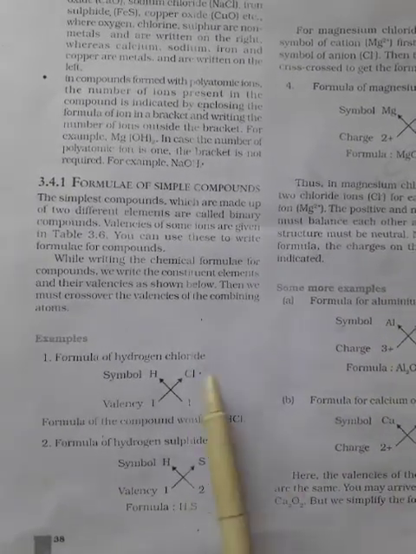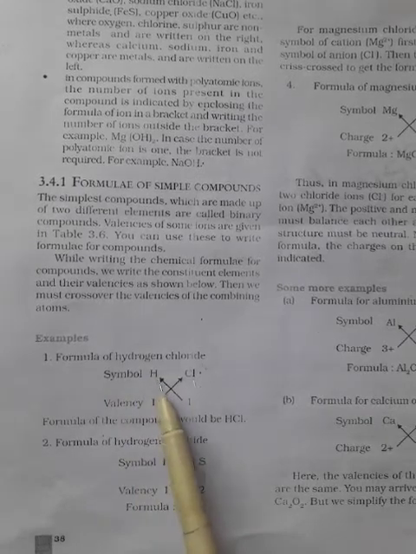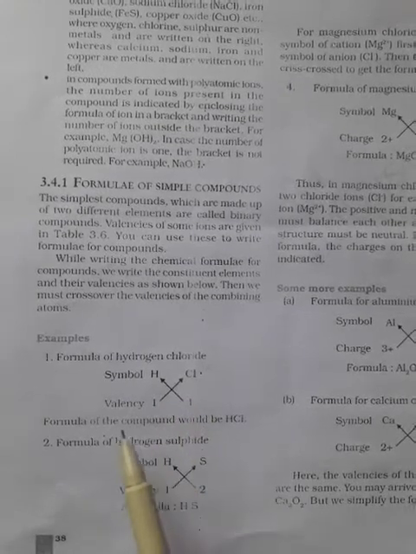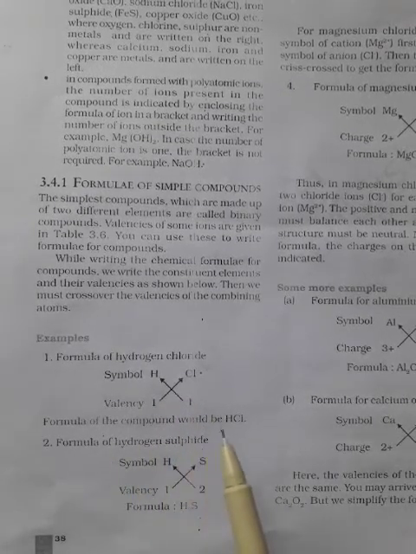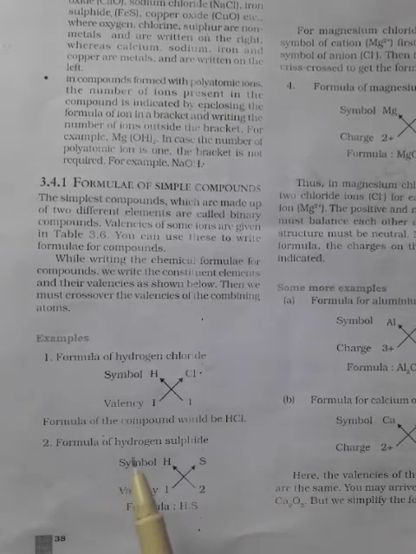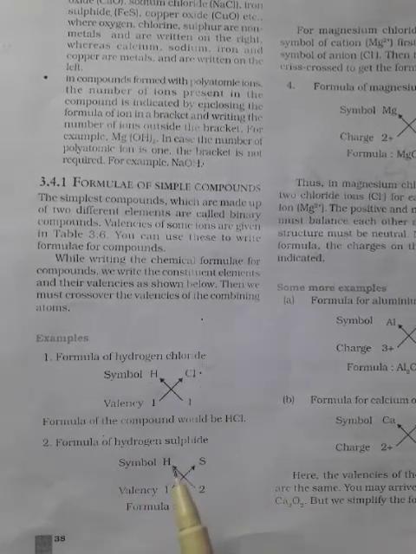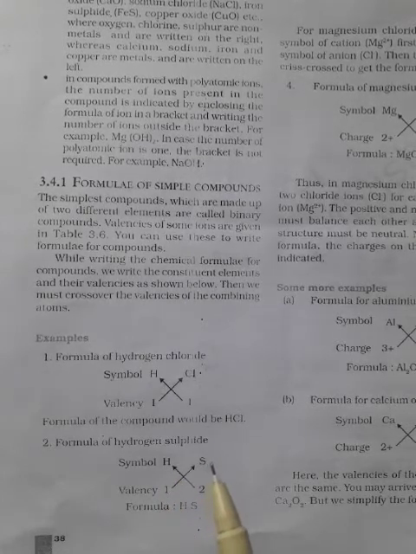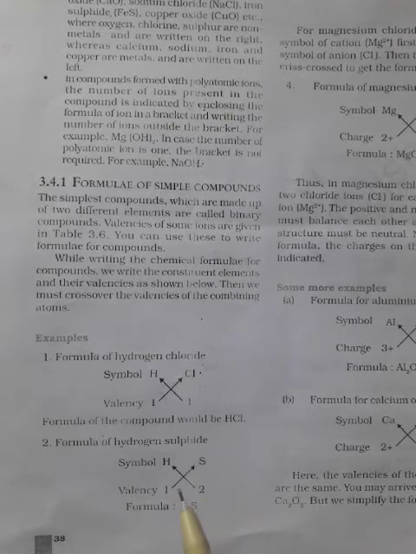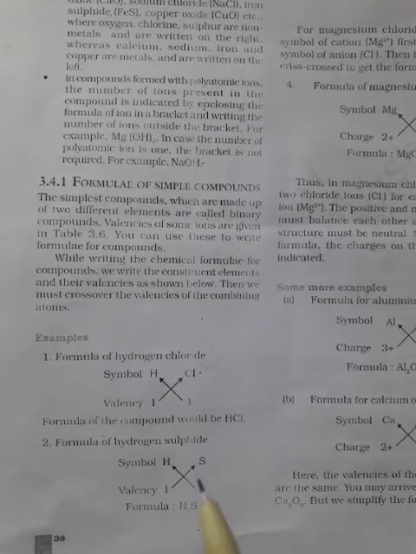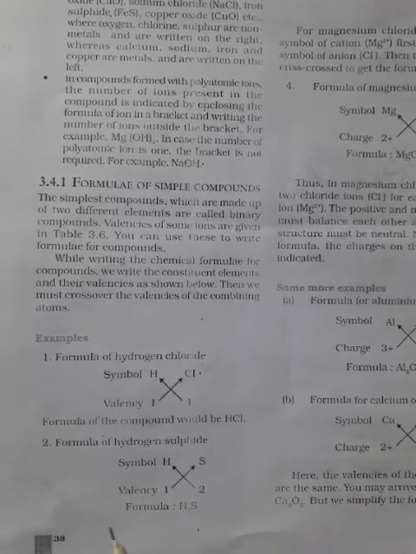Formula of hydrogen chloride. So hydrogen symbol is H, chloride means chlorine, symbol Cl. So valency is 1, 1. So the formula for the compound would be HCl. Okay, hydrogen chloride. Then hydrogen sulfide, in a similar way, H and S. The valency of H is 1 and of sulfide is 2. So that will be crossed. The formula will be H2S. Okay, we take the other element's valency.